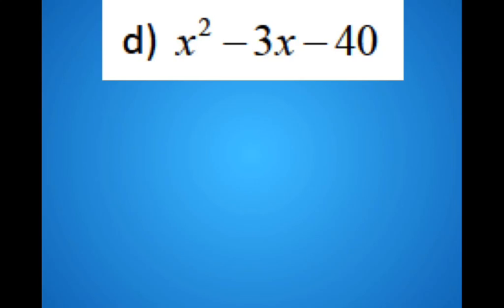Next one, we're looking for two numbers that multiply to be negative 40, and they're supposed to add up to be negative 3. So think a little bit there, and eventually you will get negative 8 and 5. So go right to your double bubble, x minus 8 and x plus 5.